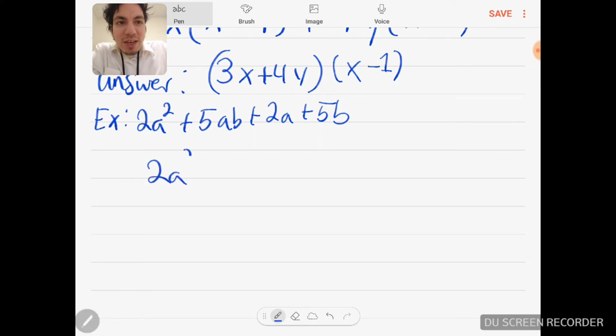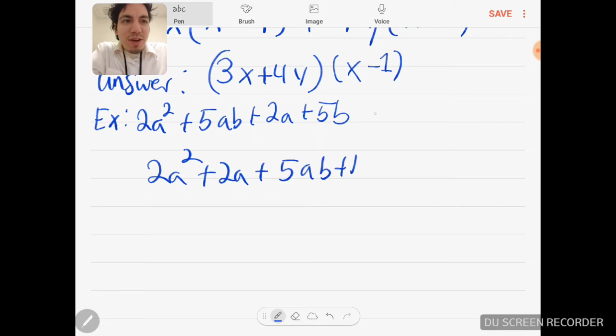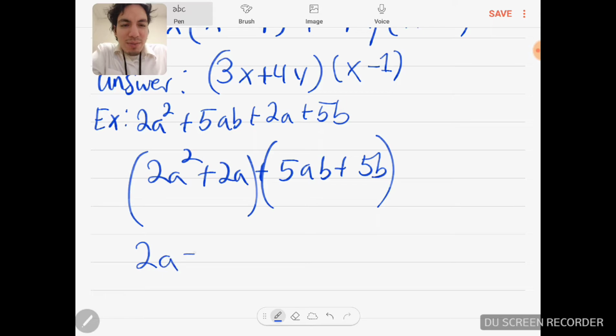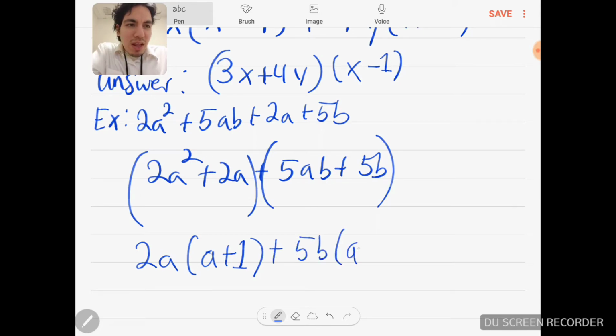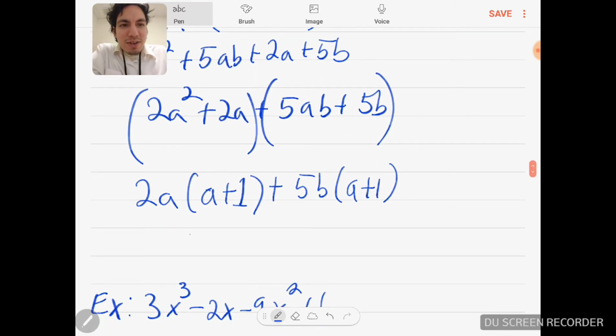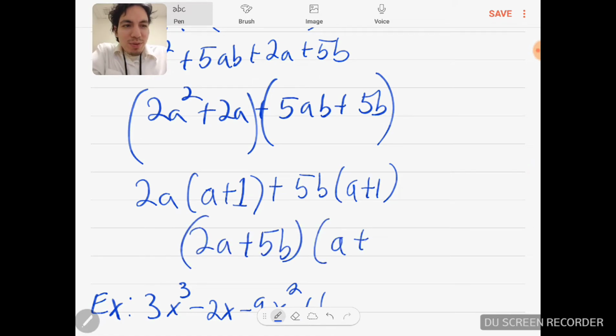Why not rewrite it as 2a squared plus 2a plus 5ab plus 5b. I group like terms. I'm going to factor out a 2a, I'm left with a plus 1, and for the middle term, I'm left with 5b, and I'm left with a plus 1. So therefore, my factors are going to be 2a plus 5b times a plus 1 as my final answer, okay?